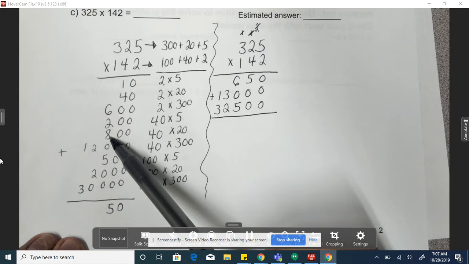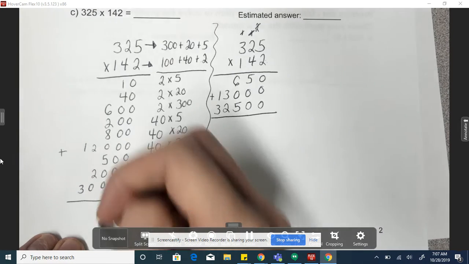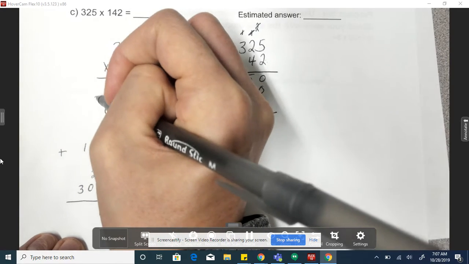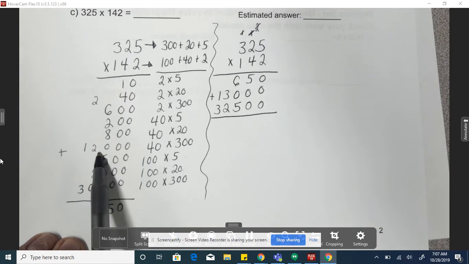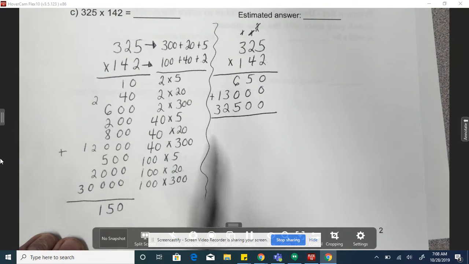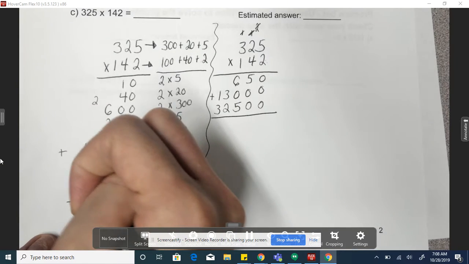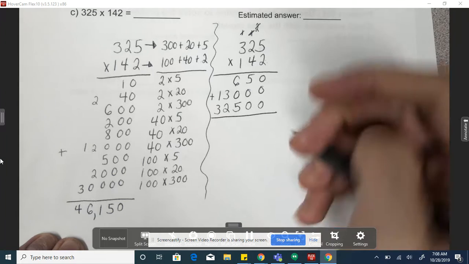Plus 800s is 1600s. Plus 500s is going to be 2100s, because 16 plus 5 is 21. Putting the 1 in the hundreds place, carrying the 2 to the thousands place. There we go. 2,000s plus 2,000s is 4,000s, plus 2,000s is 6,000s. 1 10,000 plus 3 10,000s is 4 10,000s. So my answer is 46,150. Let's see if we get the same answer over here.